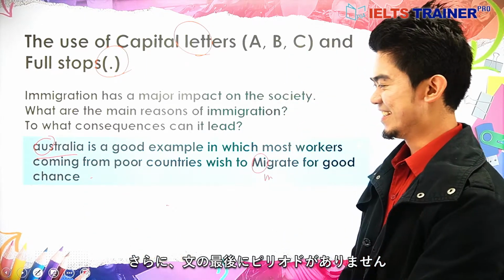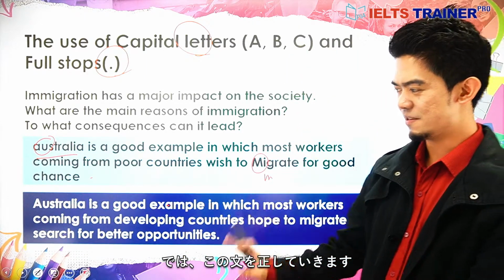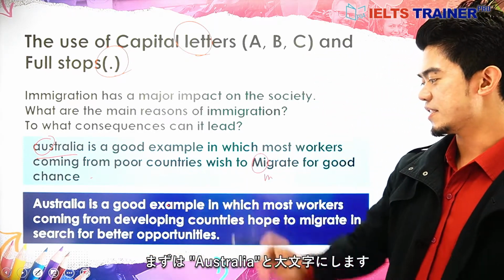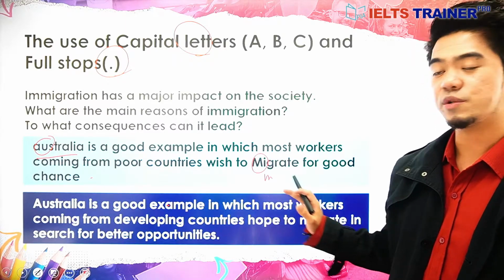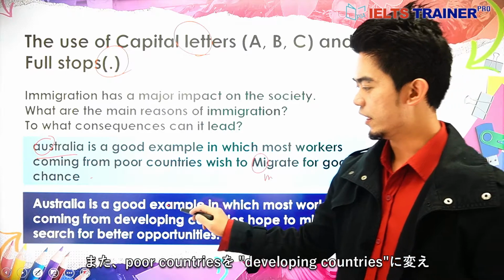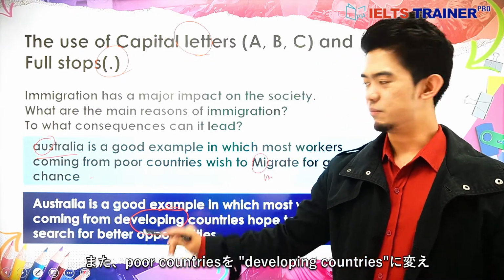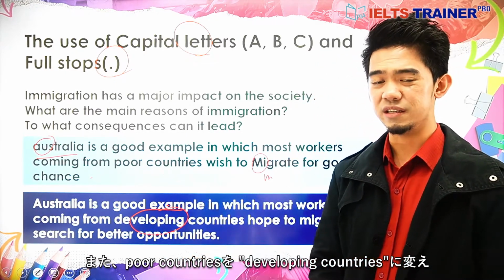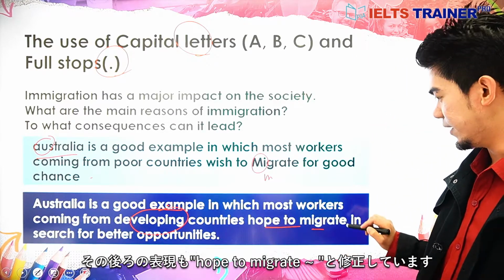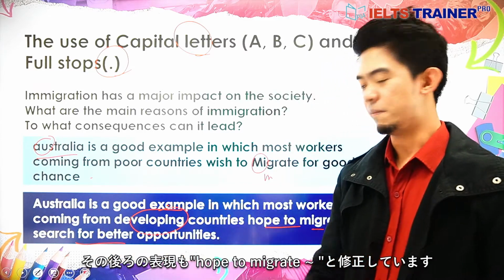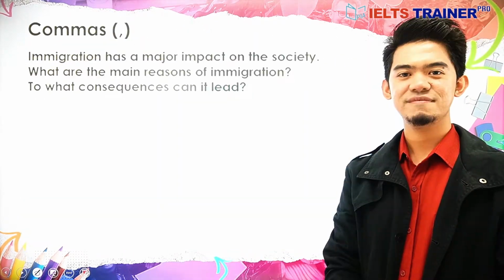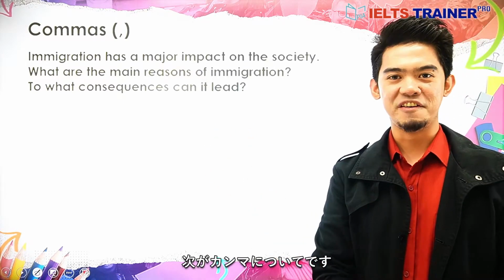Well, that's it. So to improve this, we could just simply say Australia, well, capital letter, is a good example in which most workers coming from developing countries. If you've noticed, I changed poor countries into developing countries to make it more subtle. Hope to migrate in search for better opportunities. And definitely we have here period. And we have here our commas.